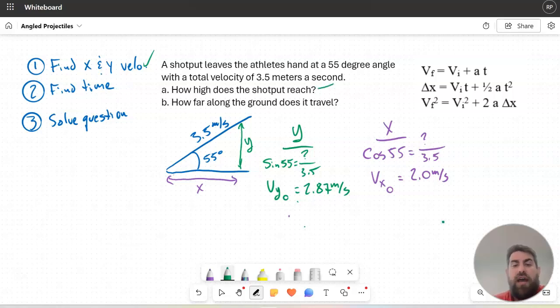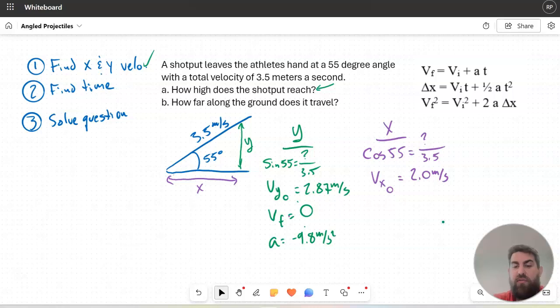We're looking for how high the shot put reaches. So that's its highest point. Think back to what we did in vertical projectiles. We know the velocity final there is 0 because it's got to go up and stop. And then our acceleration is negative 9.8 meters a second squared. And then remember for x, same thing. Gravity isn't pulling in the x direction. Gravity doesn't pull horizontally. Gravity only pulls vertically. So we have our acceleration in the x is 0 meters a second squared.